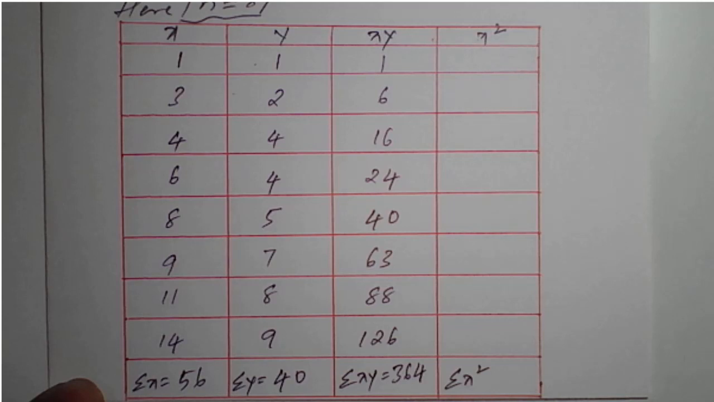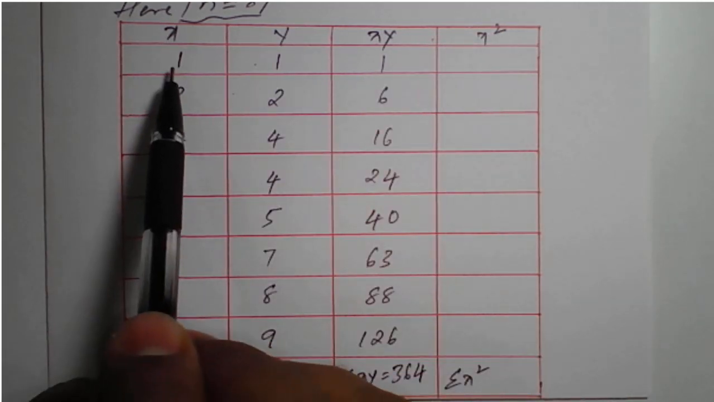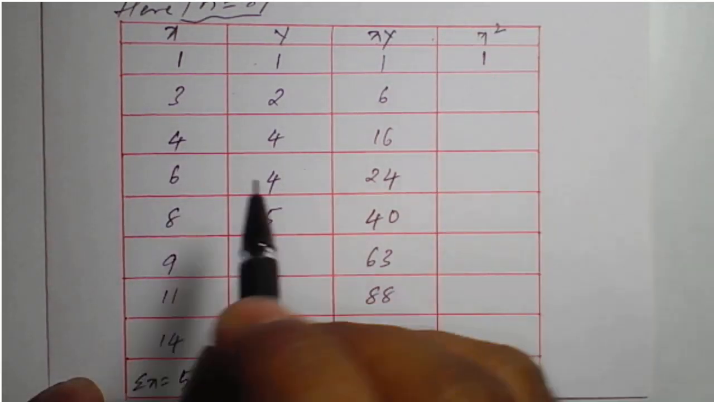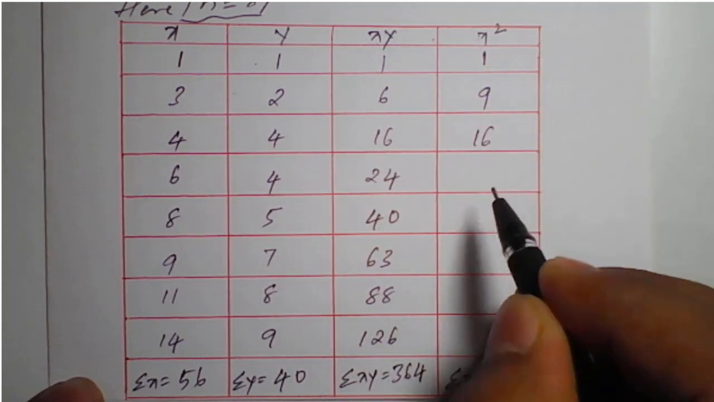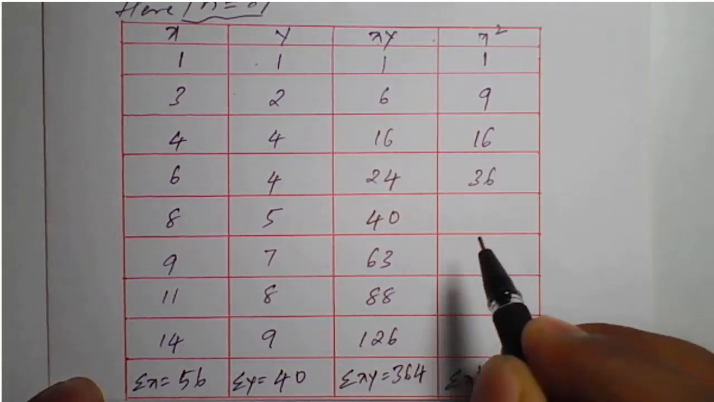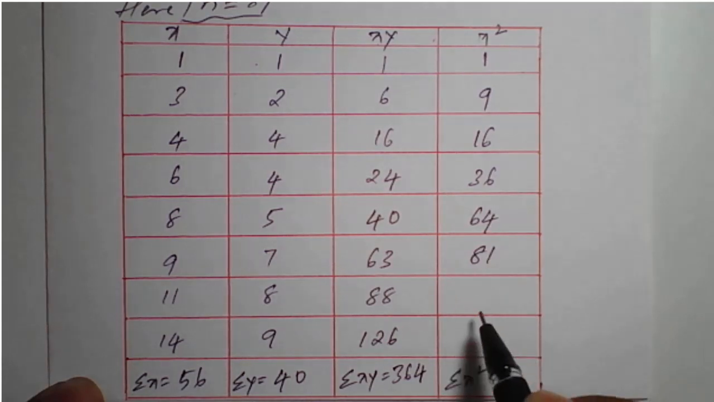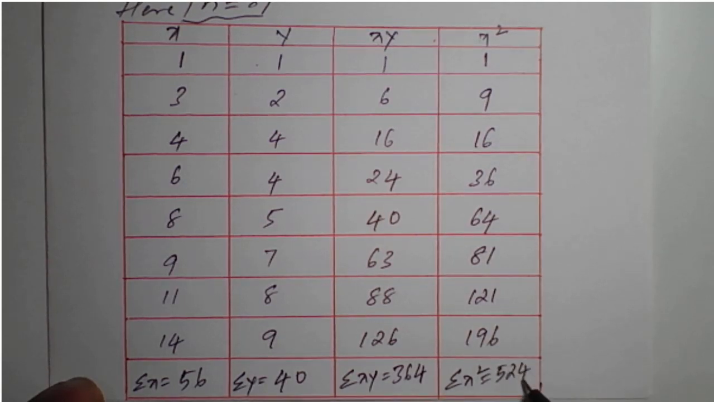The summation xy is 364. Next we have to go for x square, meaning all x values you have to square. 1 square is 1, then 3 square is 9, next is 16, 36, 64, 81, 121, 196. If you add all the x square values, we'll get summation x square, which is 524.